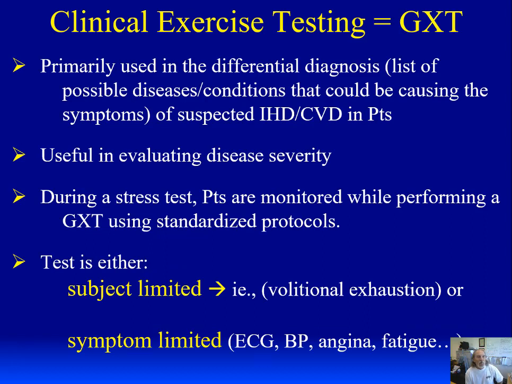So, graded exercise testing. It's primarily used in the diagnosis of possible diseases, conditions that could be causing that, for cardiovascular disease. And it's also very useful in determining disease severity. So let me stop there now and just, right from the beginning, tell you that while you're here in the program, you will only do submax graded exercise tests. The highest you'll go is to 85% of an age-predicted max. Obviously, it's going to be a little different if they're on a beta blocker, etc. I highly recommend to you in practice that you only do submax testing.